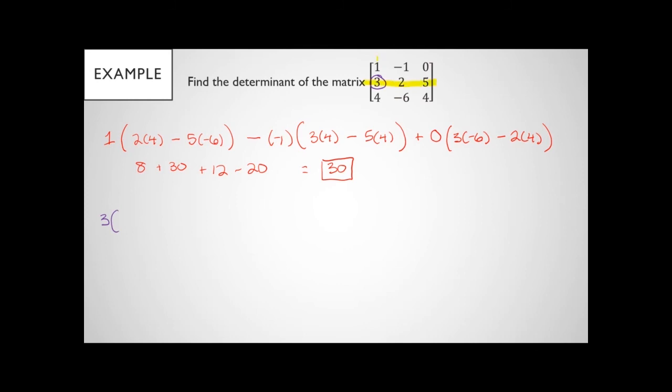And when I'm crossing things out, it's going to be the second row, first column in this case. So my determinant will be -1 times 4 minus 0 times -6. I'm still going to have my minus. And then I'm going to move on to the next number, which will be 2.